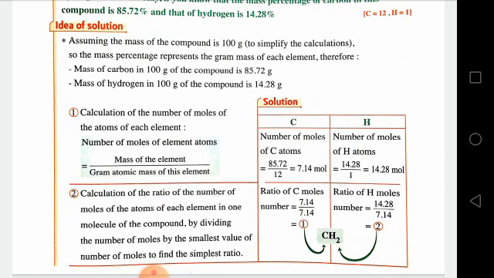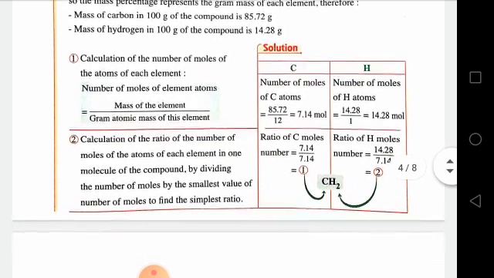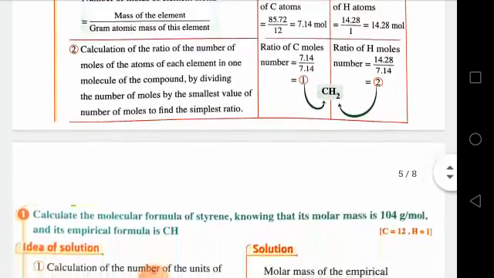The second step, we will take the lowest number of moles, in this example for carbon, and divide both carbon and hydrogen moles by this smallest number to calculate the ratio of each of them, carbon and hydrogen, in the empirical formula. So we can find that the empirical formula for this compound is CH2.